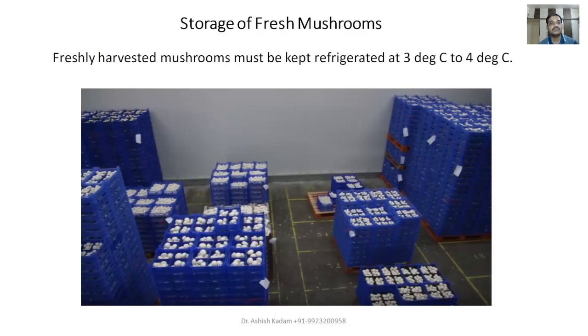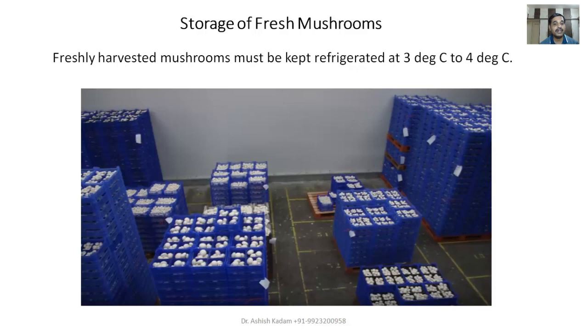Then storage of the fresh mushrooms. We should keep these mushrooms in right quality clean crates at a temperature of 3 to 4 degrees centigrade. This temperature should be thoroughly monitored and controlled. Humidity level should also be monitored.